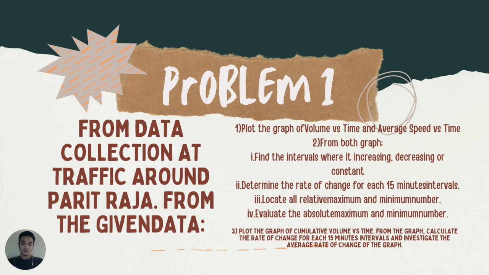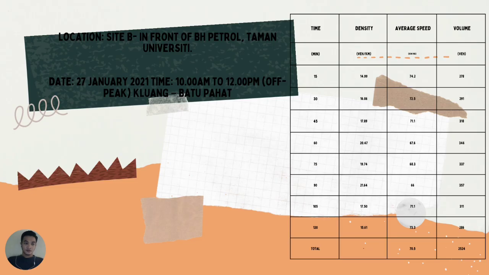After that, evaluate the absolute maximum and minimum numbers. After the evaluation, plot the graph of cumulative volume versus time. They ask to calculate the rate of change for each 15 minutes interval and investigate the average rate of change of the graph. This data is collected from air traffic around Batu Pahat. From the given data, we get data at site B, which is in front of BH Petrol at Taman University for its location.